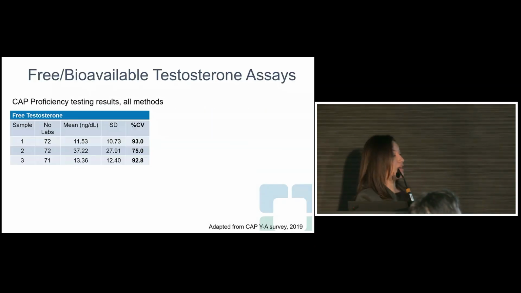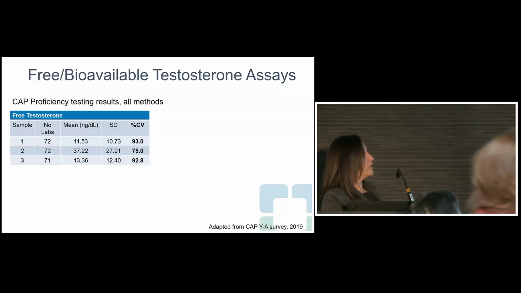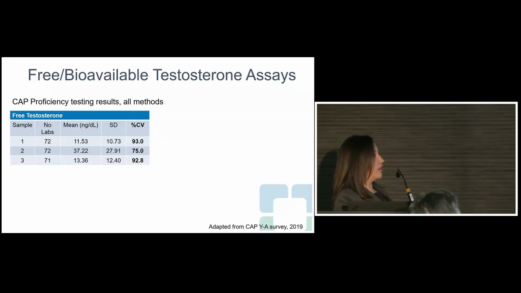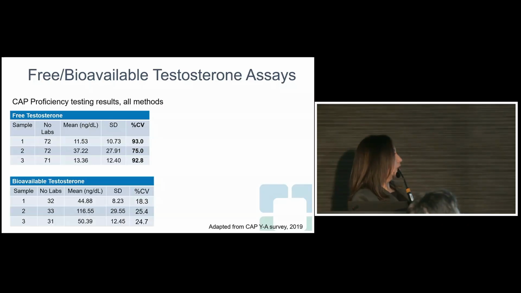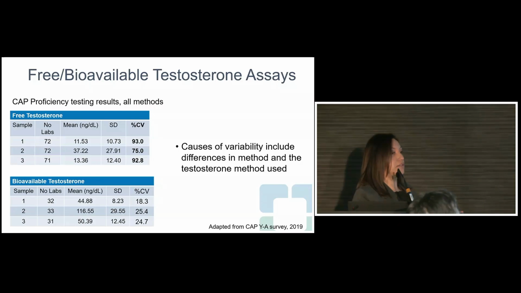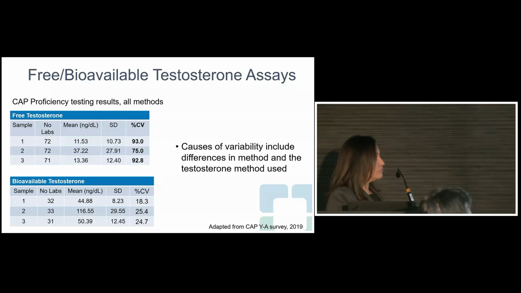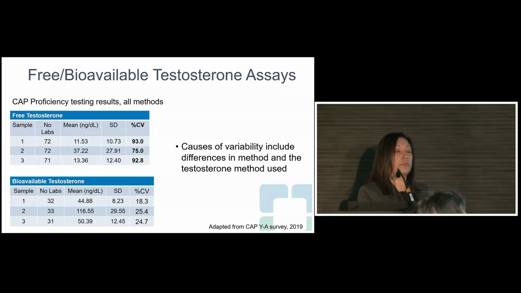I want to go back now to 2019, where I took a look at the CAP proficiency testing results for free testosterone, and you can see that for all methods, regardless of the method, there's a large variability in the measurements of free testosterone. A little bit less for bioavailable testosterone, but still around 20 to 25%. And this is attributed to many things: the differences in methods, the difference in formulas, and so on, the different approaches, and obviously the difference in calibration standard.